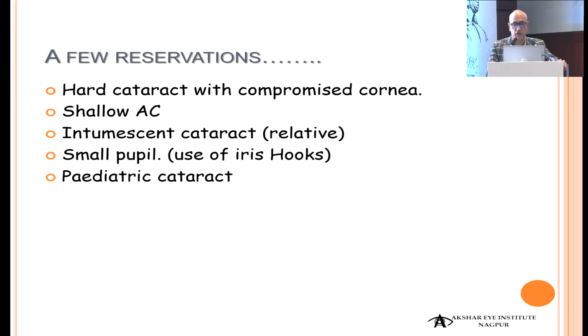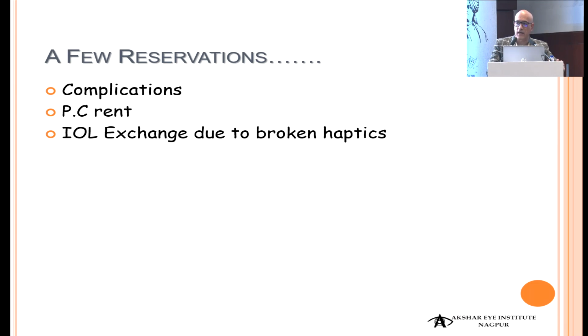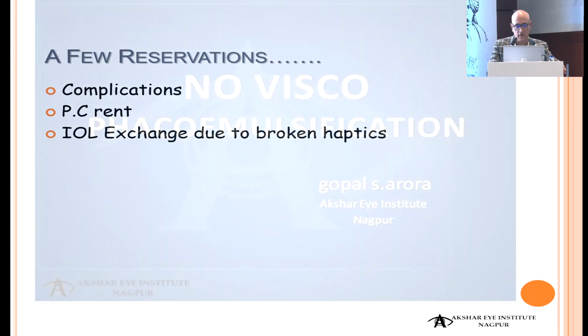But there are a few reservations. If it's a very hard cataract with a compromised cornea, one should avoid it. If it's a high hypermetrope with a shallow anterior chamber, again one should avoid it. Intumescent cataract, we know that the rhexis gives way. Small pupils, because we might have to use iris hooks. Pediatric cataract, for the simple reason that we aim at a 3 mm rhexis and it gets converted into 6 mm. And if there are complications like a PC rent or IOL exchange because of broken haptics, you need to use viscoelastic. But those contribute to not more than 15 to 20% of your cases.